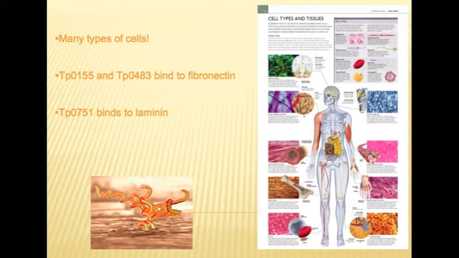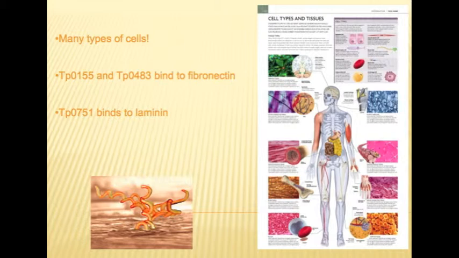T. pallidum is able to attach to a wide variety of cell types such as epithelial and fibroblast-like cells. Two specific TROMPs bind to fibronectin on the host cells. They are TP0155 and TP0483. These two proteins bind to both matrix-insoluble and soluble forms of fibronectin.